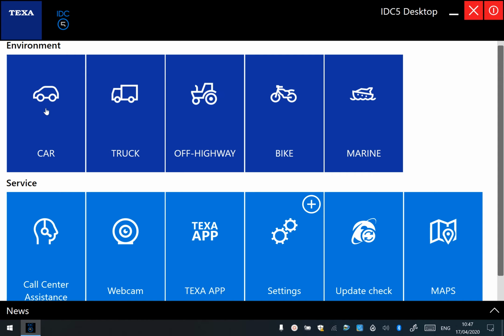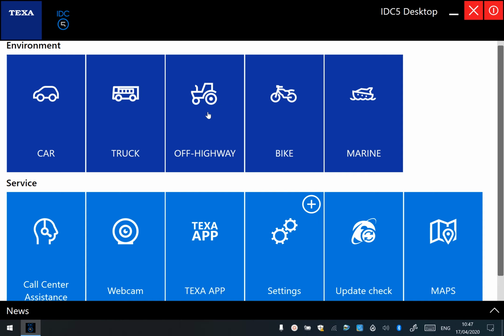So under car, obviously we've got supercar, pickups, vans, and so on. Truck, we have trailers, semi-trailers, industrial engines, transmissions, auxiliary heating systems, and so on. Off-highway, which we'll go into in a sec. Bike, obviously motorbike, the full range, and same with marine: inboards, outboards, and marine generators as well.